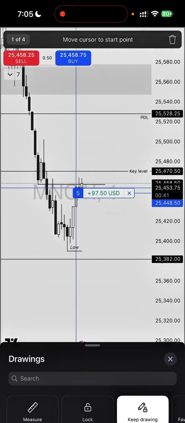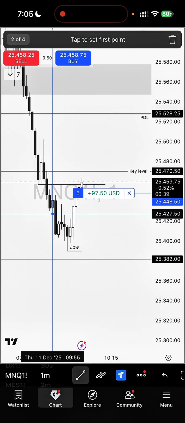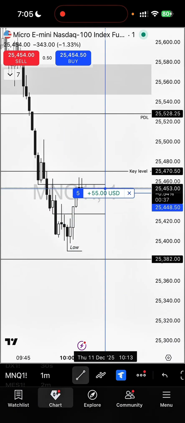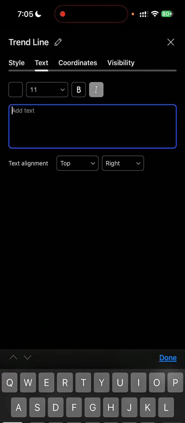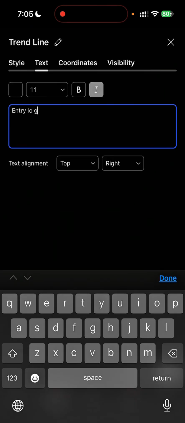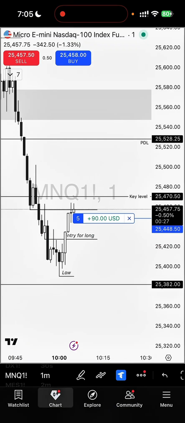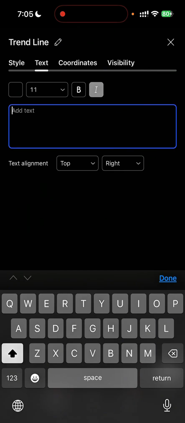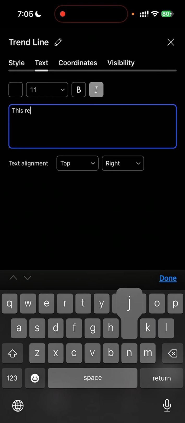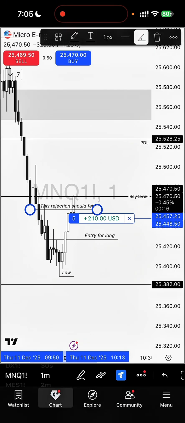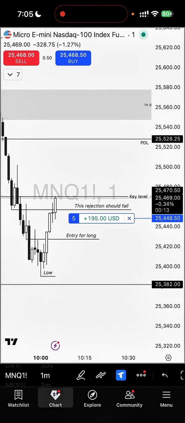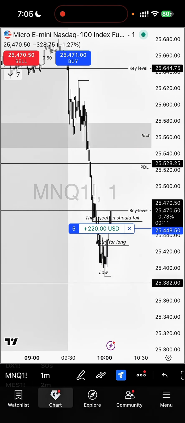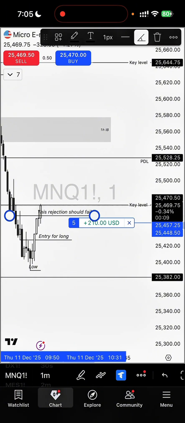All right, so this was an early entry sign. This was the entry for a long. Okay, just waiting to do the re-add. This rejection should fail, and then we should have a retest. Also, a close above the key level is a clear sign.